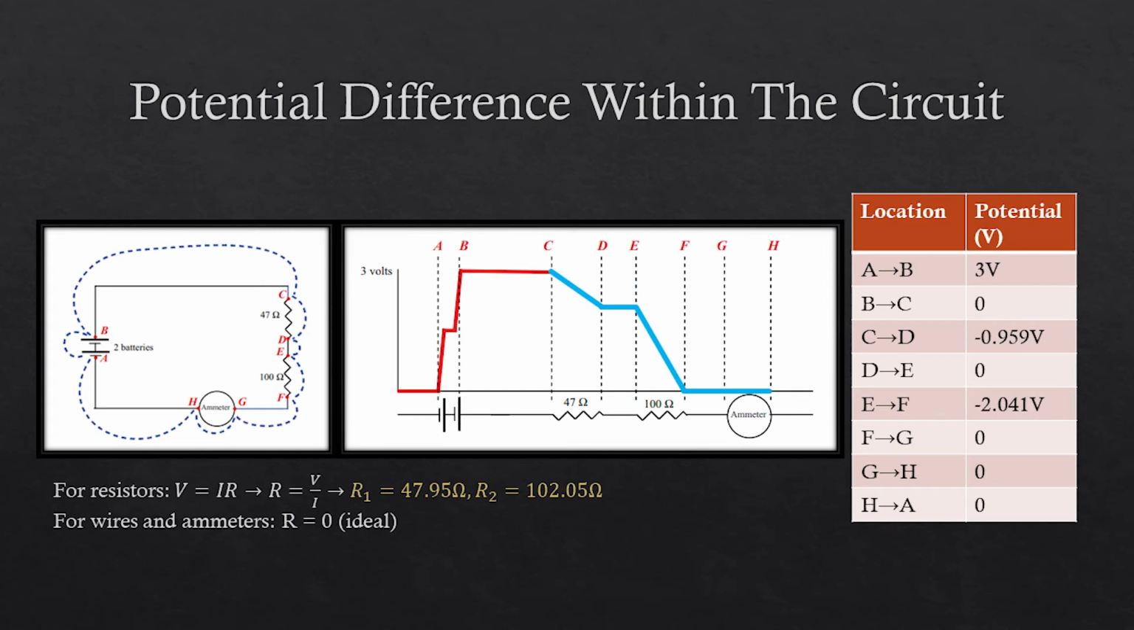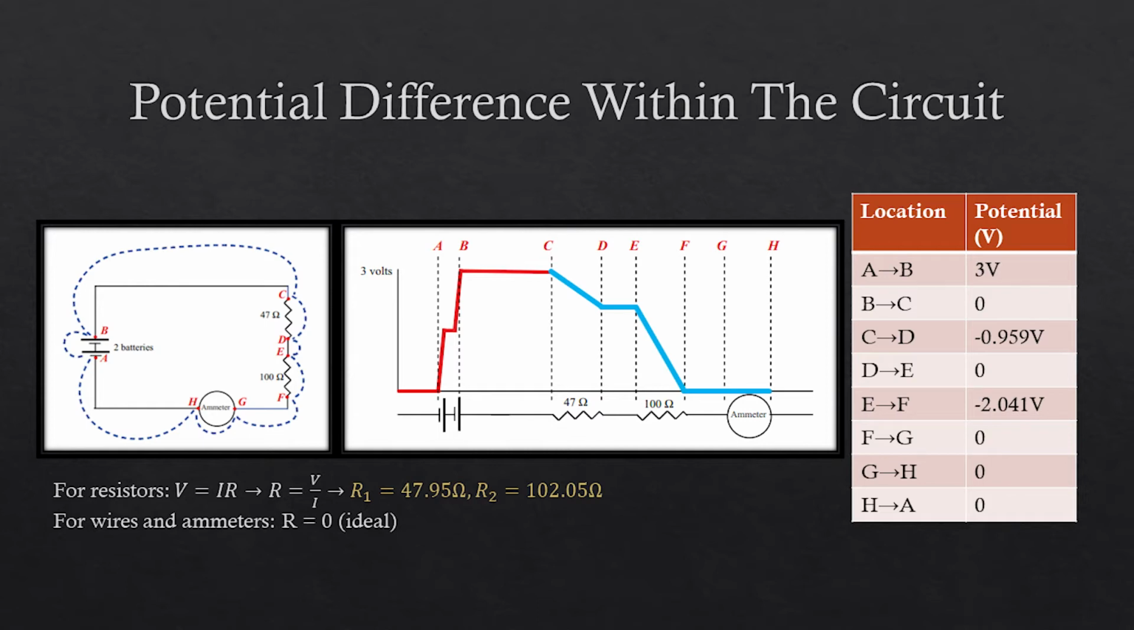Next, using the same setup, we're going to take a look at the potential difference across a number of different points. So on the left is our setup of where we are taking these measurements from. The middle shows the graph of the potential difference, and the right shows a table with our measured values. So there's a couple key things that we need to take a look at. First of all, you'll notice that there's quite a few locations where the potential difference is 0. This is because our wires and ammeters are simulated to be ideal, so they have no internal resistance.